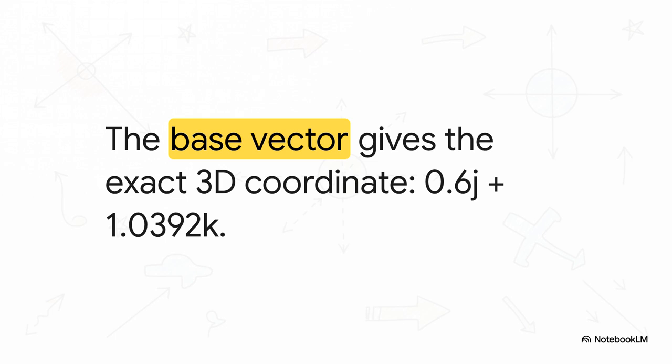Looking at the geometry, the support structure is 1.2 meters long and it's tilted off the vertical z-axis by that phi angle of 30 degrees. Using some basic trigonometry, we find its projection along the y-axis, which we denote with the letter J, and the z-axis, which we denote with K. That gives us a really precise coordinate, 0.6J plus 1.0392K.